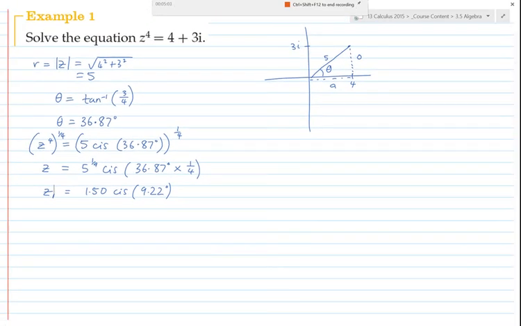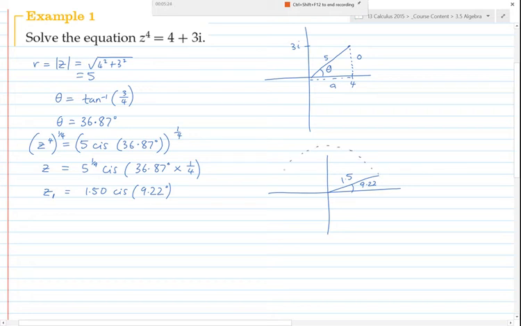And it turns out, I'll just draw that on an Argand diagram so we can visualize it. So that's going to look something like this, where our modulus is 1.5 and our argument is 9.22. What it turns out is that the other three solutions happen evenly about the origin. And so all we need to do is add 90 degrees to our argument successively to get our 4 different solutions.